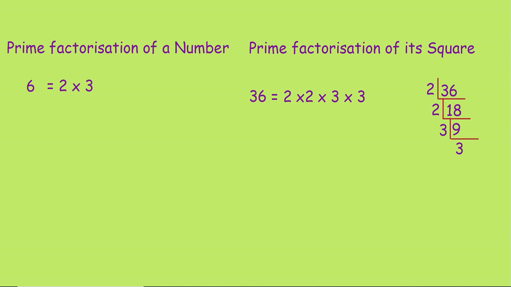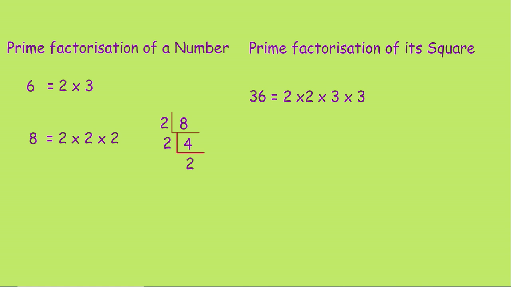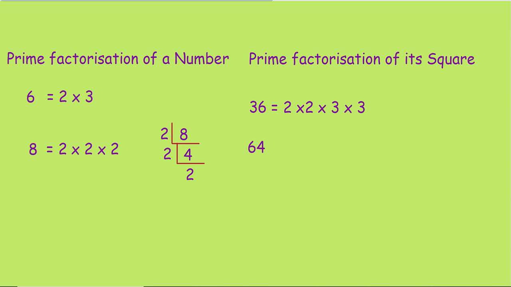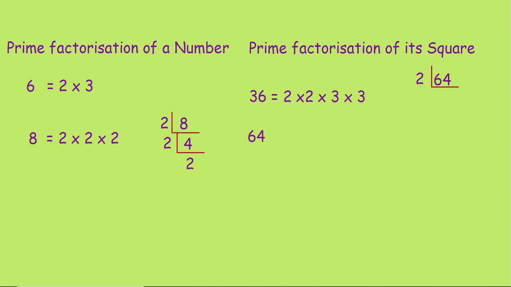Consider another number, 8. When you divide 8 by 2 you get 4. Then again you can divide 4 by 2. Then you get 2. So 8 you can write as 2 into 2 into 2. Now what is the square of 8? Yes, it is 64. When you divide 64 by 2 you get 32.